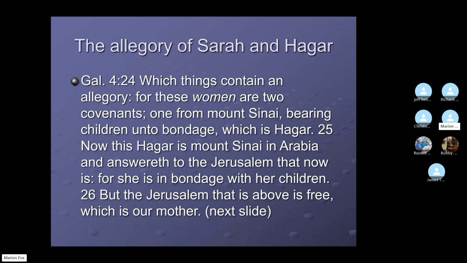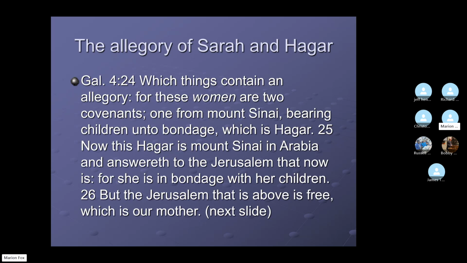Which things contain an allegory? Now, here's your allegory. Here's my allegory saying, these women are two covenants. They weren't designed that way to be the two covenants, but God's going to take them since they occurred and use them to teach a lesson. They're two covenants. One from Mount Sinai, bearing children under bondage, which is Hagar, the King James reference Hagar.